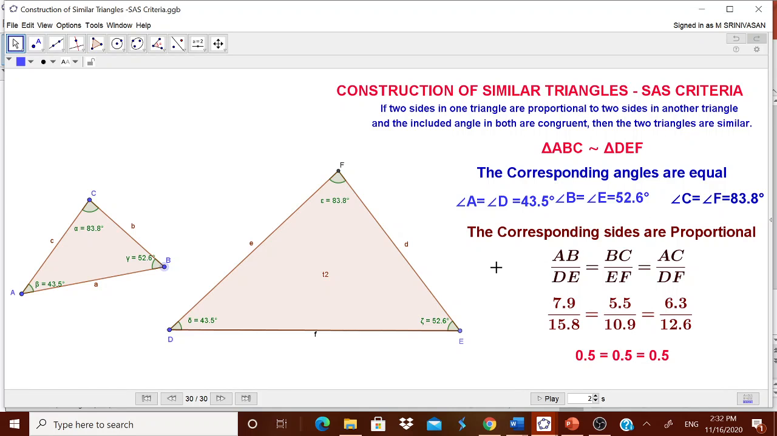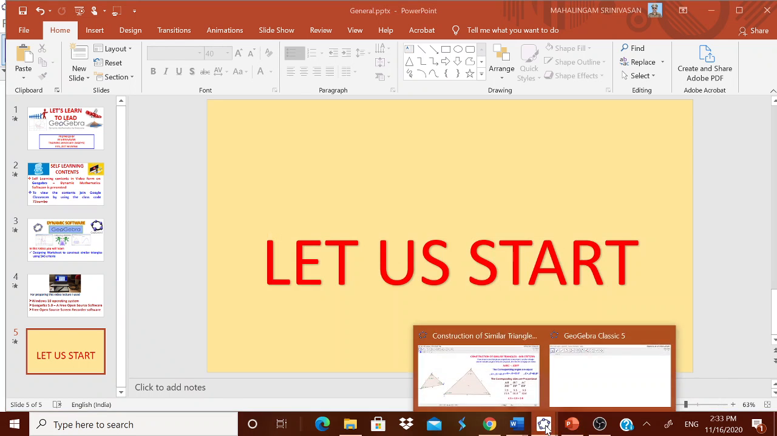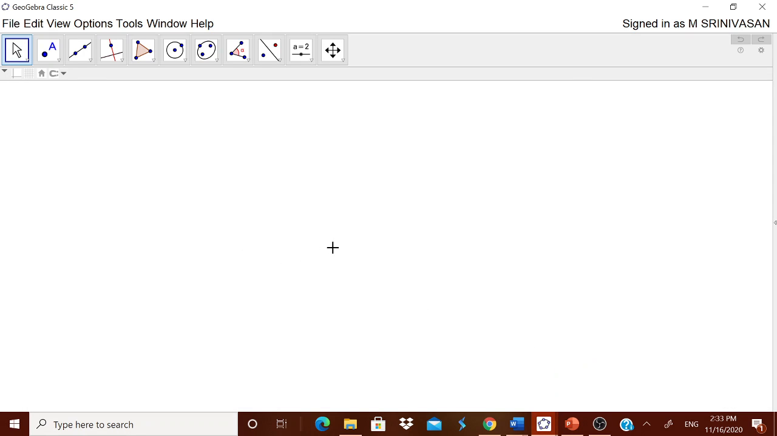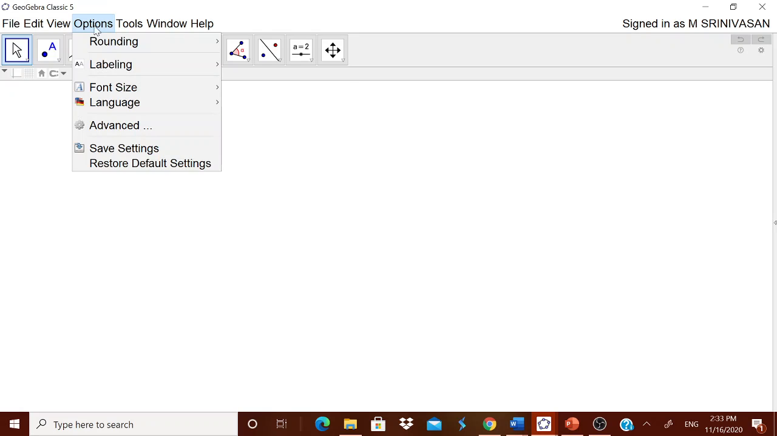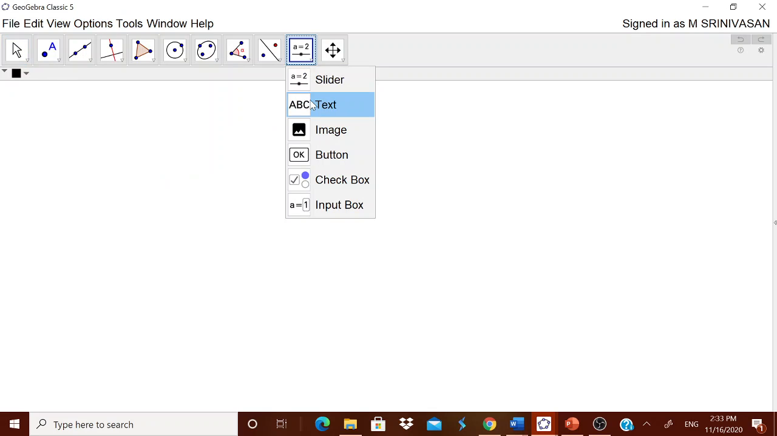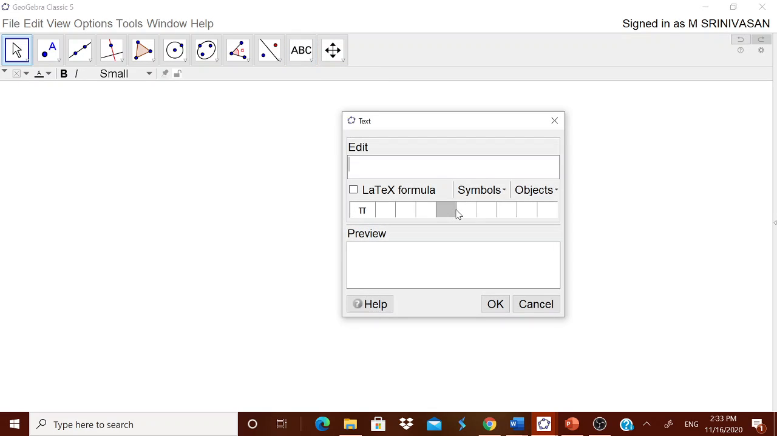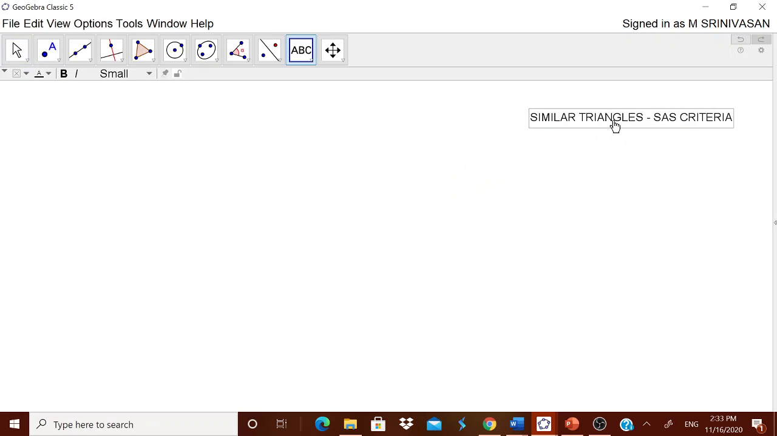Well, let us try to make this dynamic worksheet from scratch. For that, I have taken a GeoGebra Classic 5 worksheet. I have selected Geometry View. And in the options, rounding off to 0 decimal places, labeling of new points only. We will tell the children what we are going to do. Similar triangles. SAS criteria. We will ask the children what they mean by this SAS criteria.